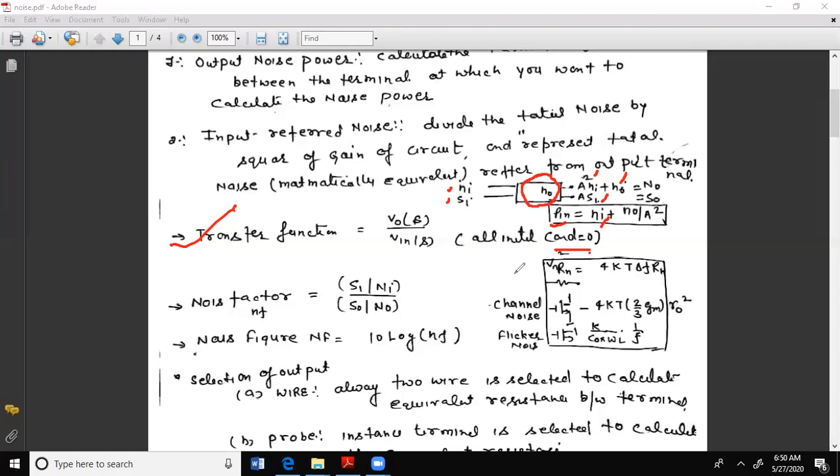Generally we use the voltage, so this is V0(s) by Vin(s). If you are choosing the input quantity as the current, then this is the ratio of V0 by Iin.